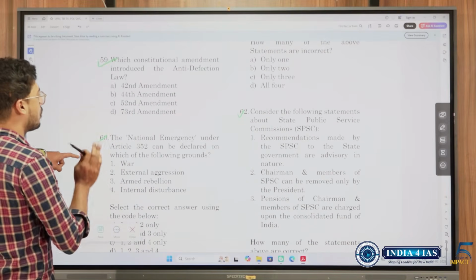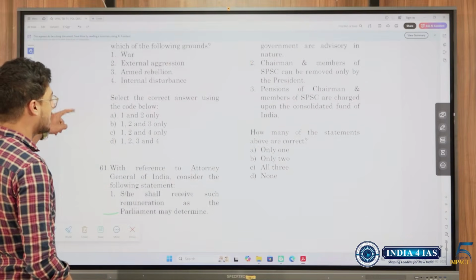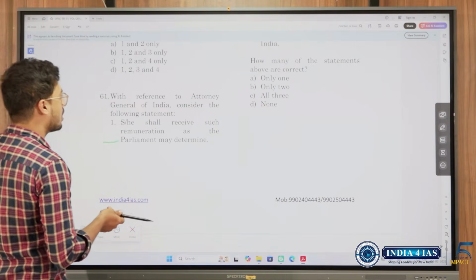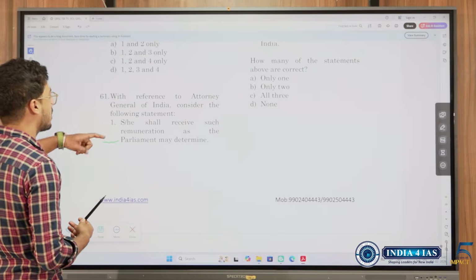Constitutional anti-defection law, 52nd amendment, you should know. Article 352, what are the grounds on which it is declared? Simple question. Attorney General. Okay, again Attorney General, Article 76. Second question on Attorney General.